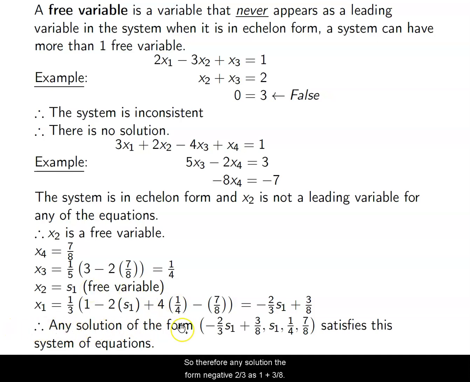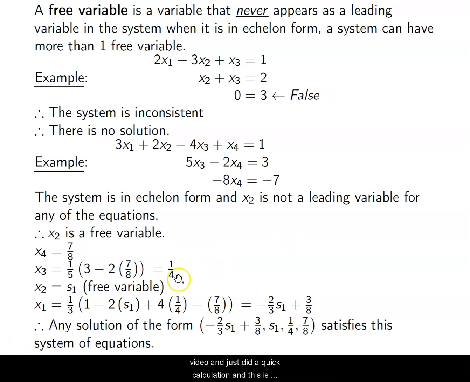So therefore, any solution of the form -2/3 s1 plus 3/8, second value being a free variable, this one has to be 1/4 and this one has to be 7/8, will satisfy this system. Okay, so again, apologies for this. I will change this value in the write-up. So I try to catch my errors as much as possible, but obviously there's a lot of content that I have to write up and type up, so errors do slip out. But I will fix this in the write-up that goes along with this video.